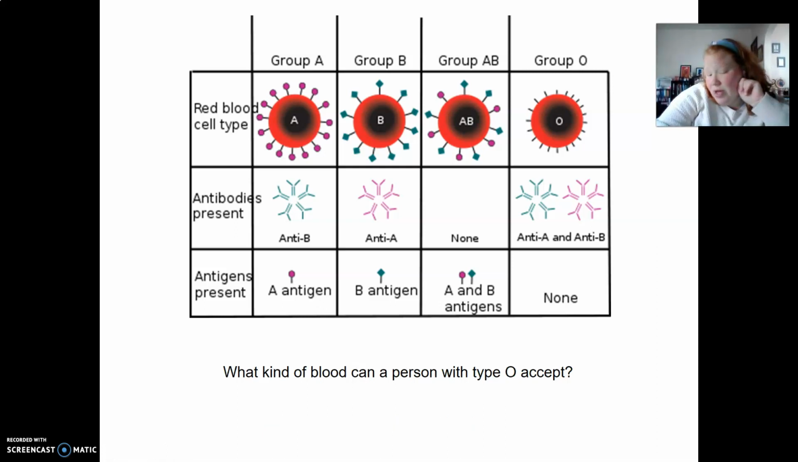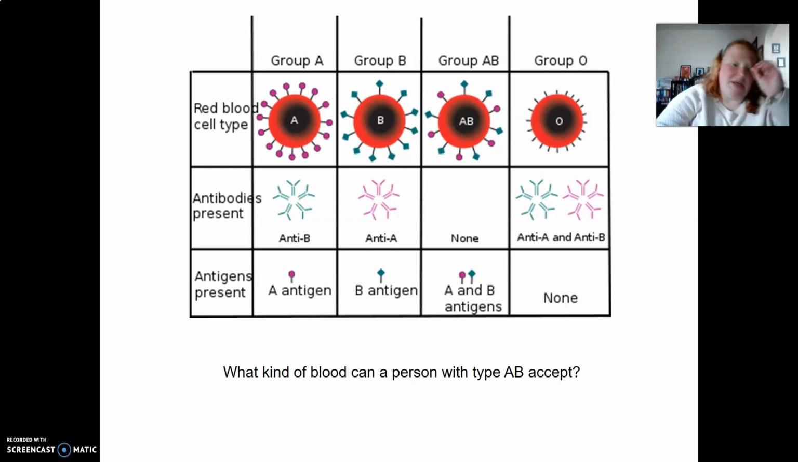Person with type O blood, so can they accept A? No, because they have anti-A antibodies, sorry. Can they accept B? No, they make anti-B antibodies. Can they accept AB? Definitely not. Can they accept type O? Yes. So group O can only accept type O blood.